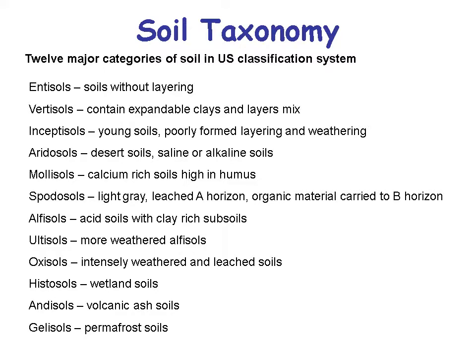There's entisols, soils without layering; vertisols, that contain expanding clays and layer mixture; inceptisols, young soils, poorly formed layering and weathering; aridisols, desert soils, saline and alkaline soils; mollisols, calcium-rich soils high in humus; spodosols, light gray, leached A horizon, organic material carried into the B horizon, and we'll talk about horizons in the soil in a little bit.